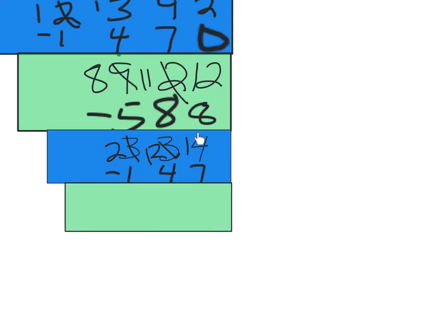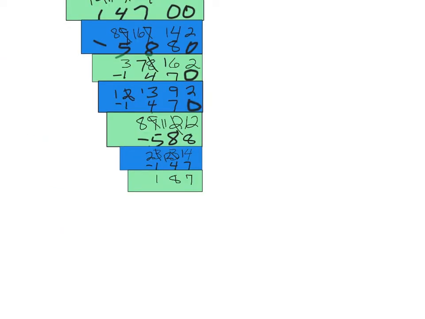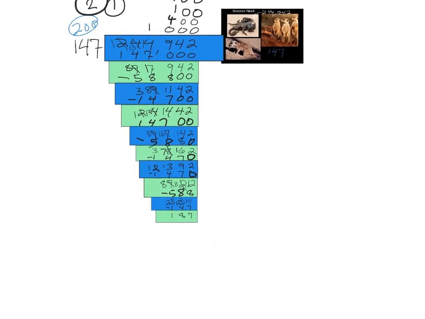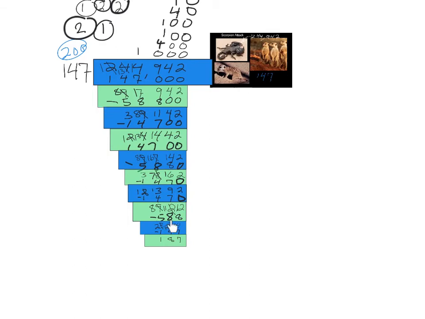And I get 14 minus 7 is going to give me 7. And 12 minus 4 is going to give me 8. And 2 minus 1 is going to give me 1. And as you see, I'm going to be able to fit this in here one more time, aren't I? So 147 will fit in here one more time.